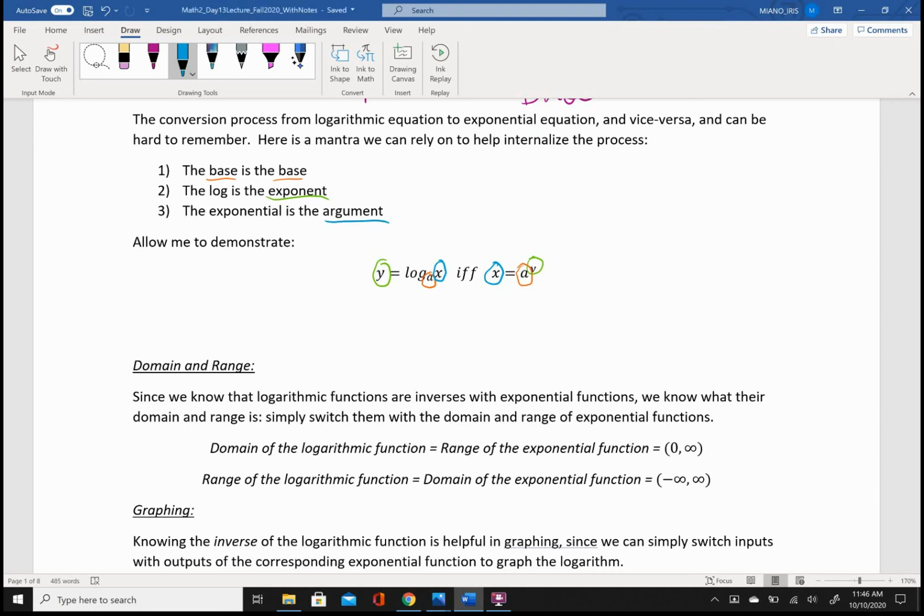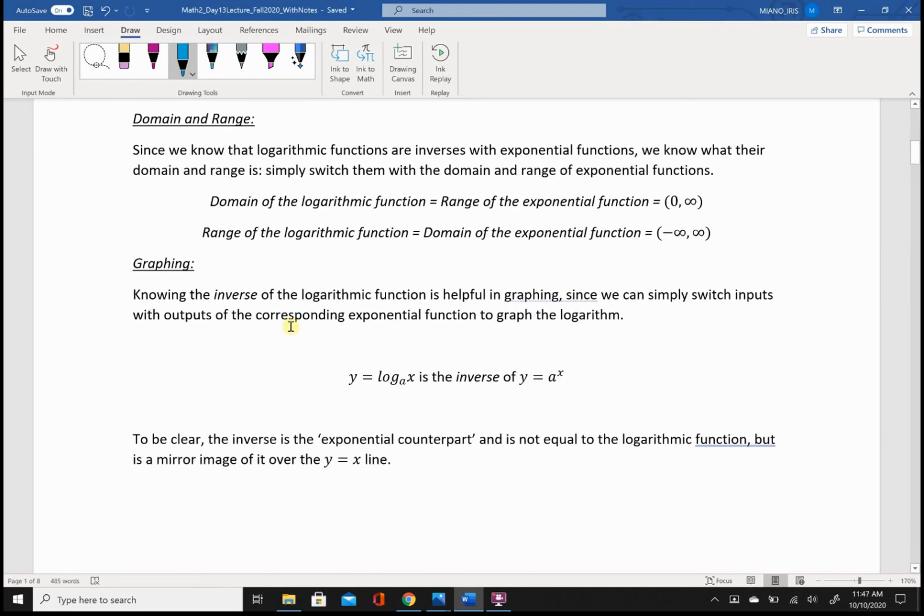Hopefully, by saying these three items over and over again as you go through the process of converting logarithmic equations into exponential equations, or the other direction, exponential equation to logarithmic equation, this three-step mantra will get you from one to the other. Now, because we know that logarithmic functions and exponential functions are inverses of each other, in order to talk about the domain and the range of the logarithmic function, you simply must switch the domain and the range of the corresponding exponential function. Or sorry, not the equivalent, the inverse exponential function is what I meant to say.